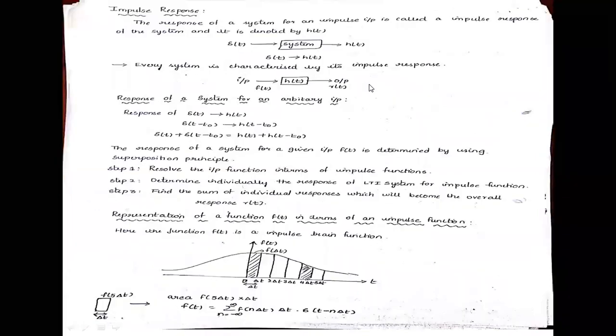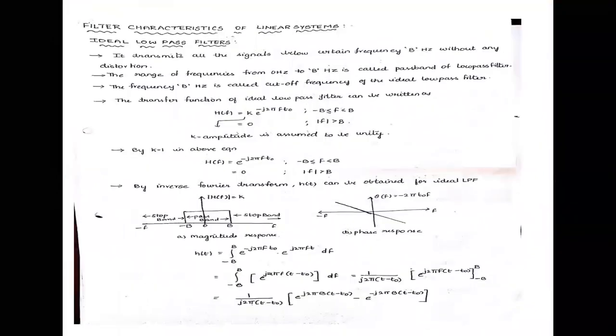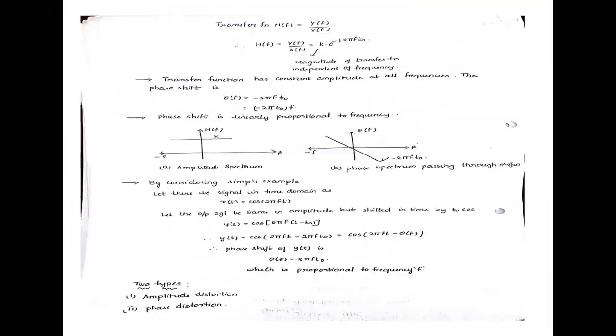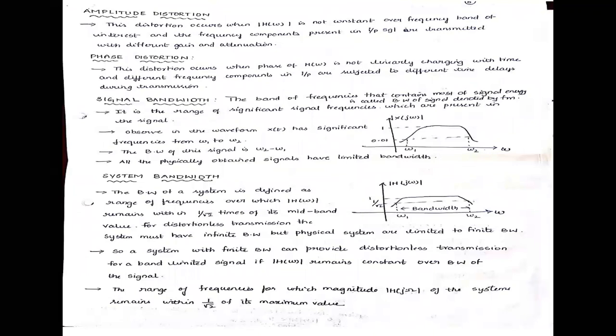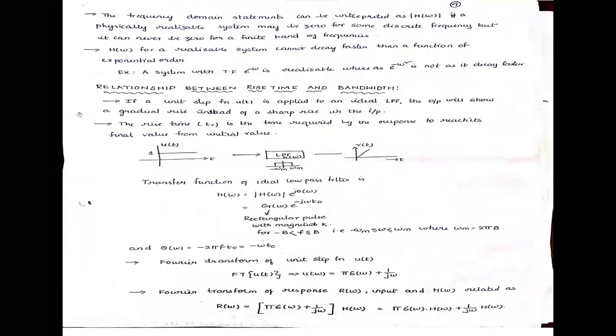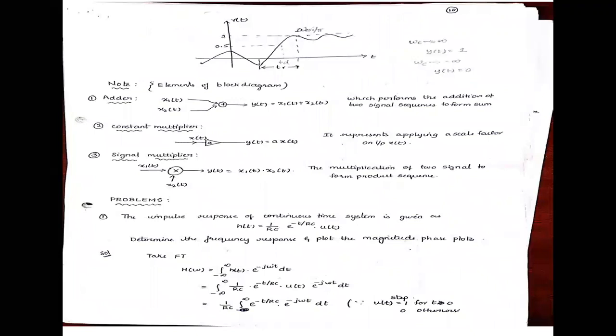Next, the impulse response. Already we have discussed this impulse response. The filter characteristics also is completed. Introduction and the distortionless transmission is completed. Amplitude distortion, causal system, and relation between rise time and the bandwidth are also completed. And now coming to another problem here. We already explained this example.